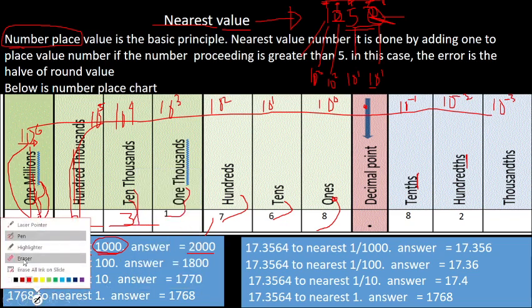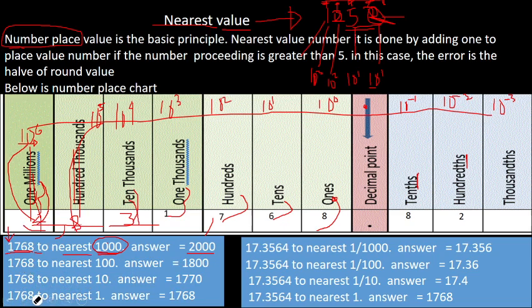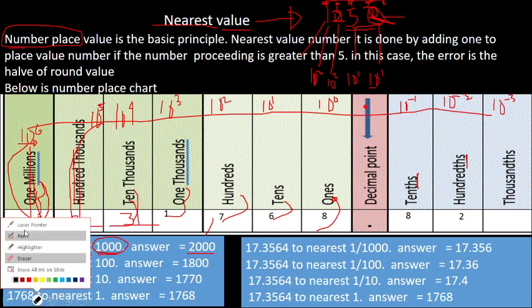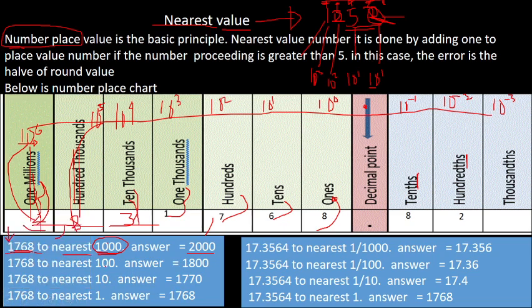Look at the second one here. That second one said that we should round it off to the nearest 100. Which number falls under 100? In 1,770, the 7 falls under 100. And the number that follows it immediately is greater than 5, so this one will become 8, and all other numbers after that 100 will become 0. So nearest 100, the answer is 1,800. And the error is equal to 100 divided by 2, which is 50.